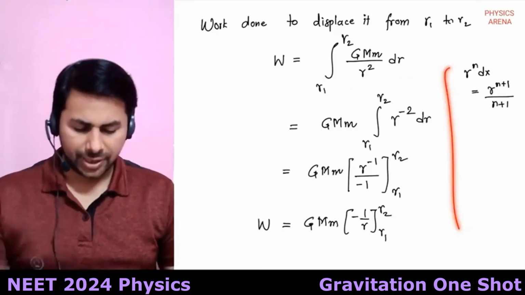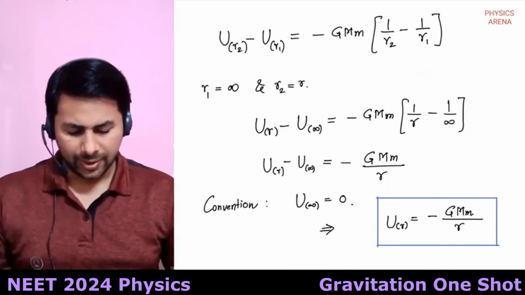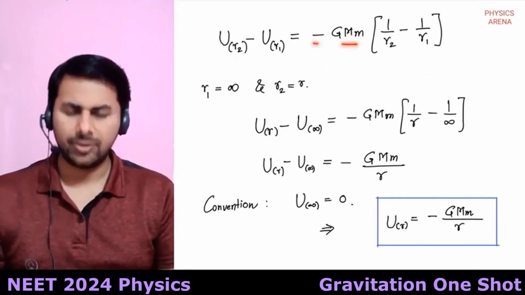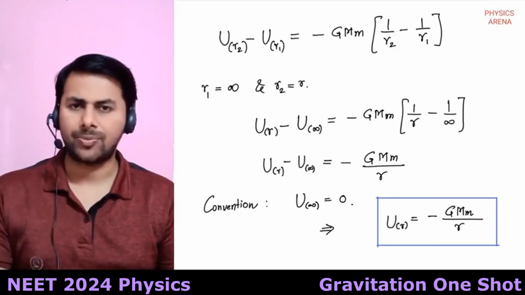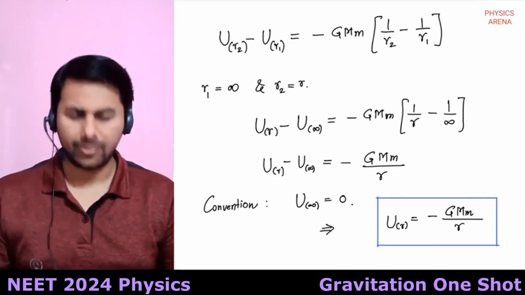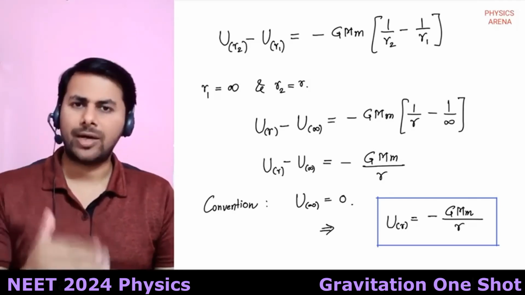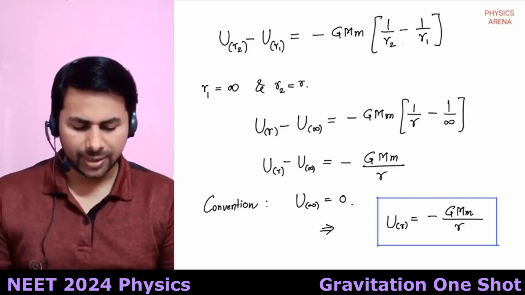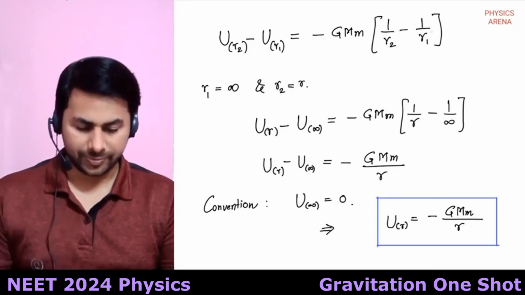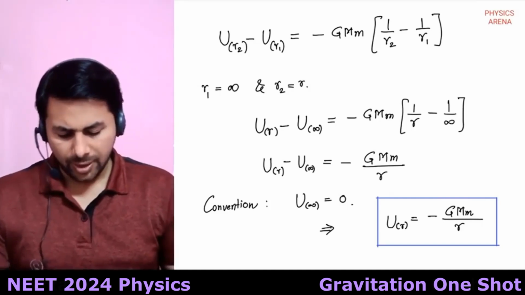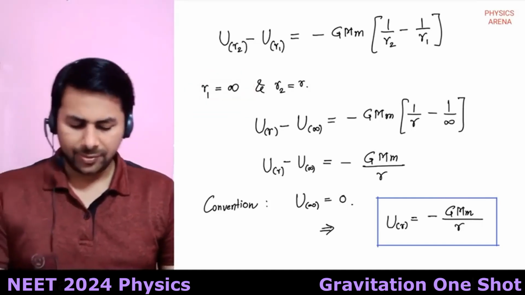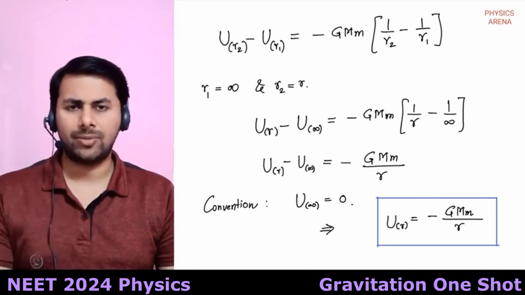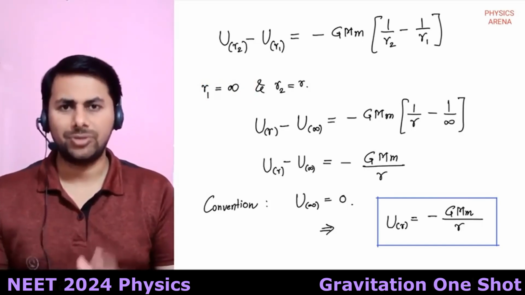So you do that, you integrate it, and finally you find that the work done is equal to what? Minus GMm multiplied by 1 upon r2 minus 1 upon r1, right? If it is moved from r1 to r2, work done is equal to minus GMm multiplied by 1 upon r2 minus 1 upon r1. Then you put r1 as infinity, and you say that the potential energy of an object at infinity will be equal to 0.